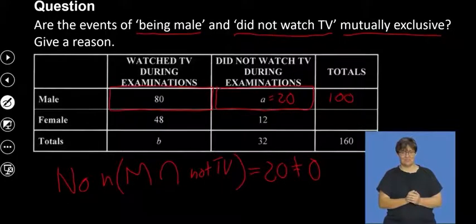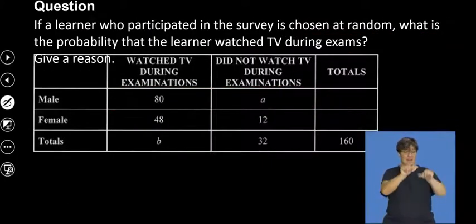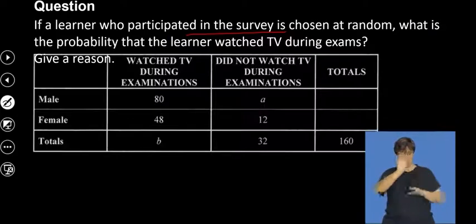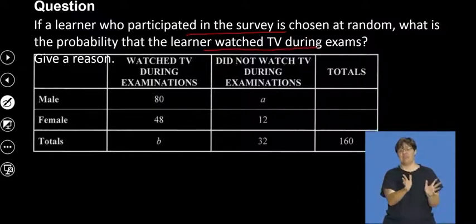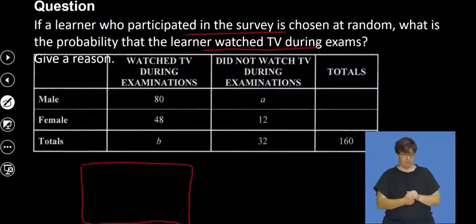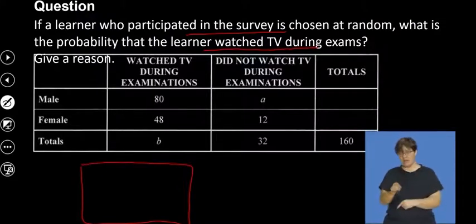So here we go. Let's look at the next question. It said, if a learner who participated in the survey is chosen at random, what is the probability that that learner watched TV during the exams? So I think my idea of taking my 160 learners, and let's just divide them into two categories: the category that watched TV and those that didn't watch TV.